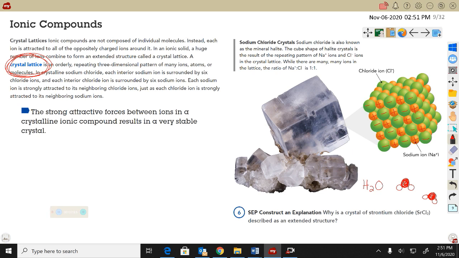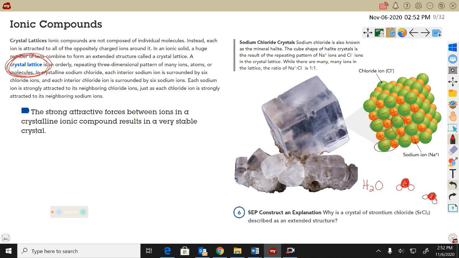I mean, look at this crystal. Where would one molecule start and another molecule end? I don't know. I mean, they're all over the place. There's just a huge repeating pattern of sodium ion, chlorine ion, sodium ion, chlorine ion. Every time I see a positive orange sodium, it's totally covered with negative green chlorine ions, which in the end is going to totally affect the properties of ionic compounds.